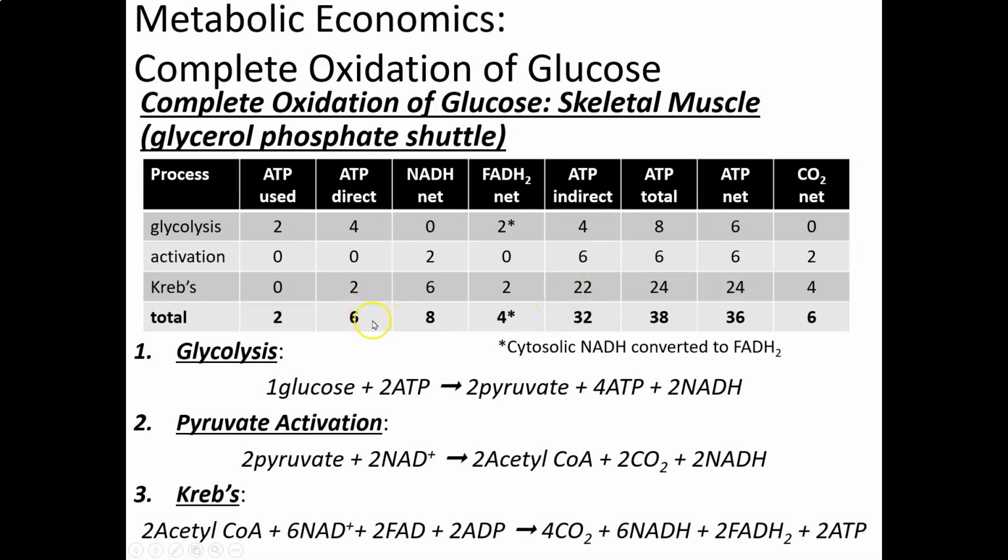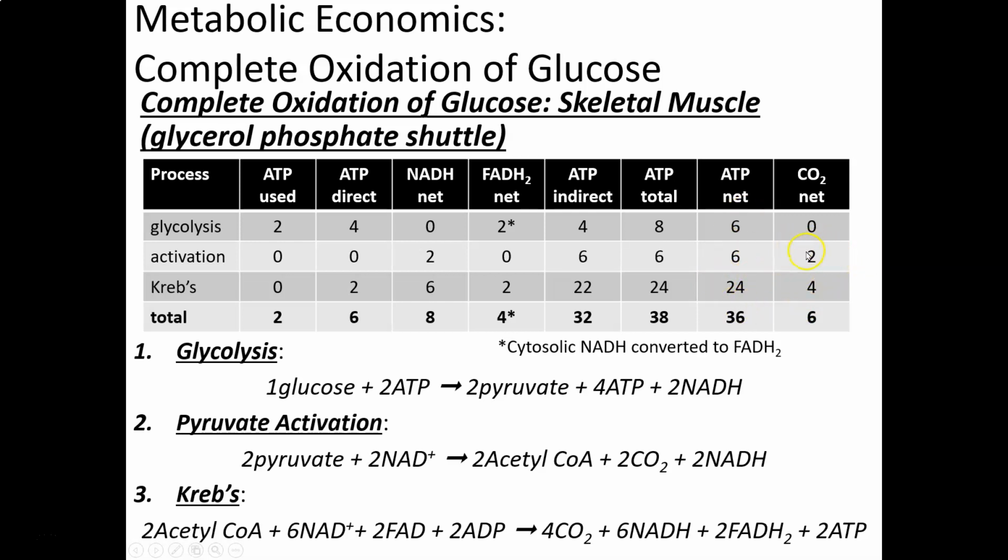And then you could add the direct. 32 plus 6 is 38. You can add up this column as well, which will be 38. ATP net, you can subtract the 2 out and get 36, or add up this column: 6 and 6 is 12, plus 24 is 36. And then our CO2 net is the same.